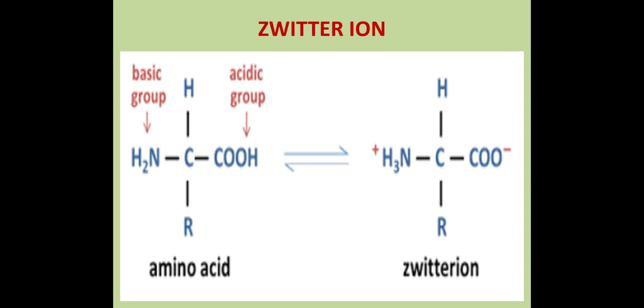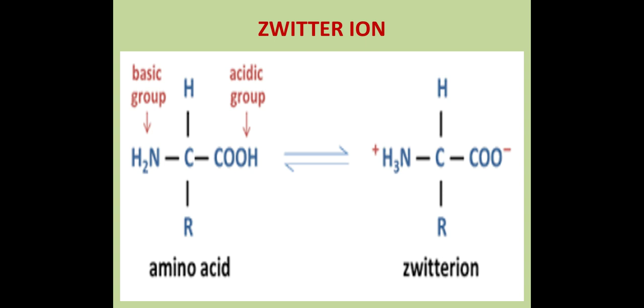Zwitter ion. Zwitter is a German word which means hermaphrodite. It is a molecule that contains an equal number of positively charged functional groups and negatively charged functional groups. Amino acid has the ability to exist as a zwitter ion.